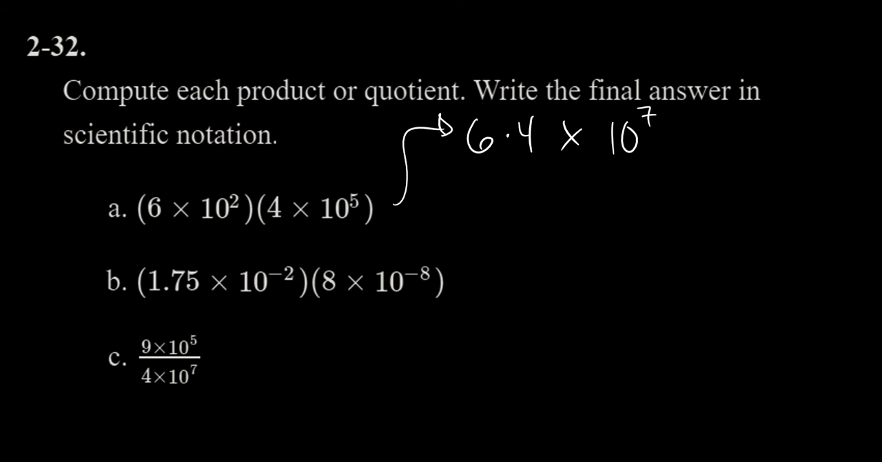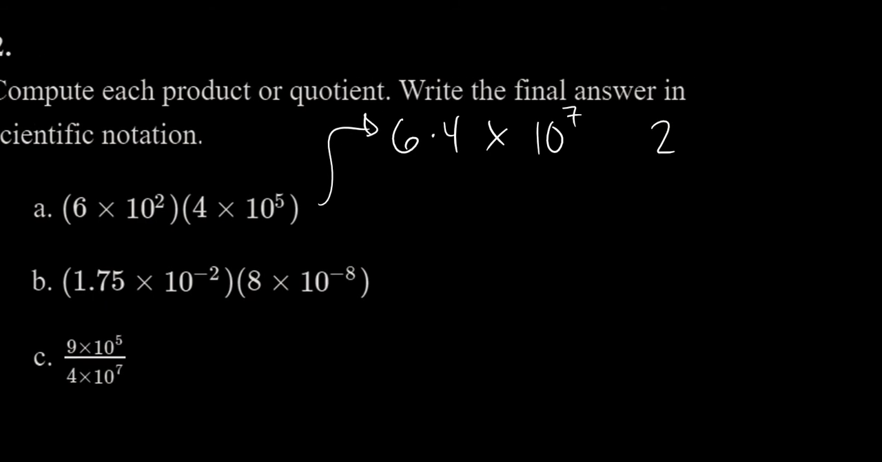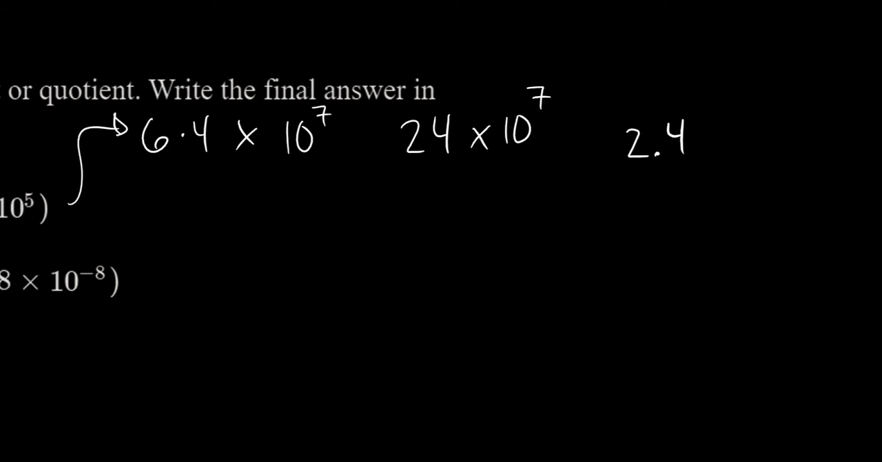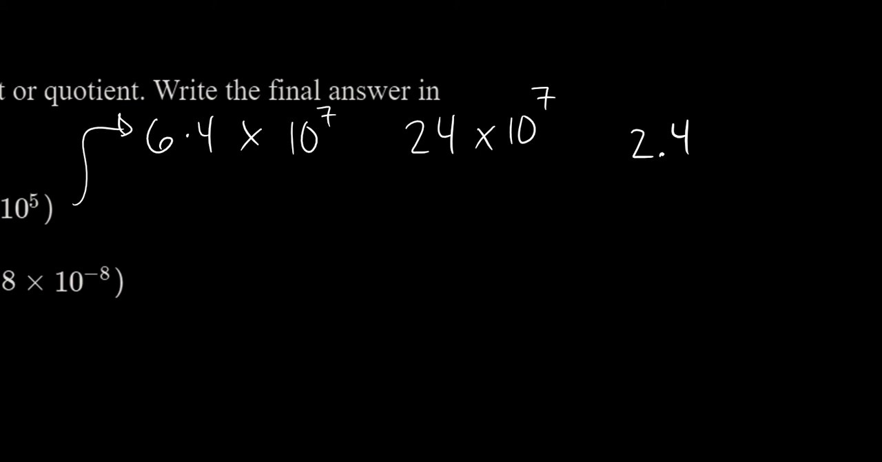Now, this number that I'm writing here, 24 times 10 to the 7th, is not scientific notation. In order for it to be in scientific notation, I have to have a number that is greater than 1 but less than 10. So I need to move my decimal point to here. It has to be 2.4. Now, you're probably saying to yourself, well, you can't, it's 24. You can't just change it to 2.4.